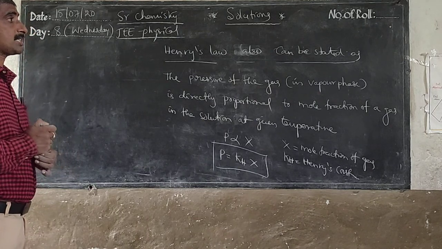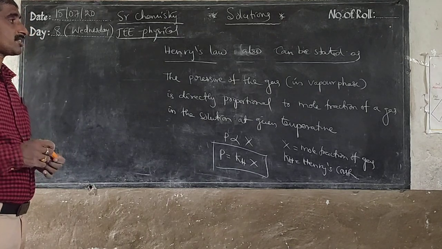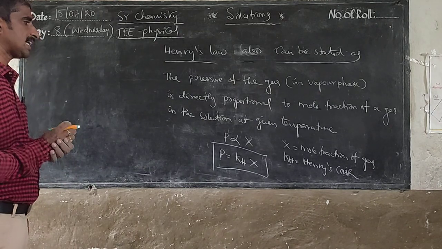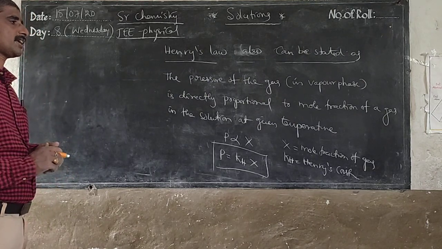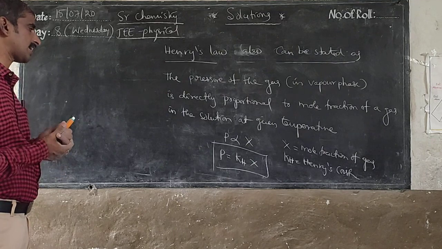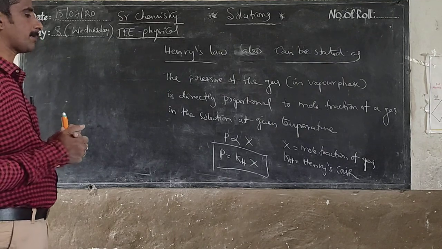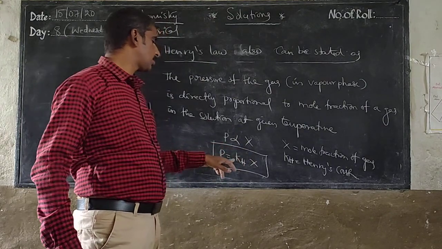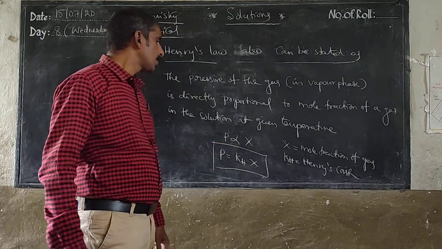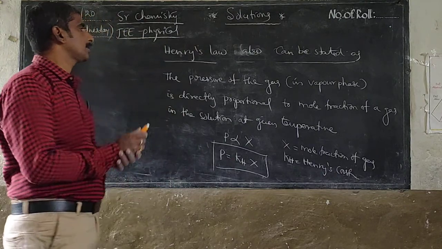Henry's law can also be stated as: the pressure of the gas in vapor phase is directly proportional to the mole fraction of the gas in the solution at a given temperature. Mathematically, P is directly proportional to X, so P = KH × X. So these are Henry's law.